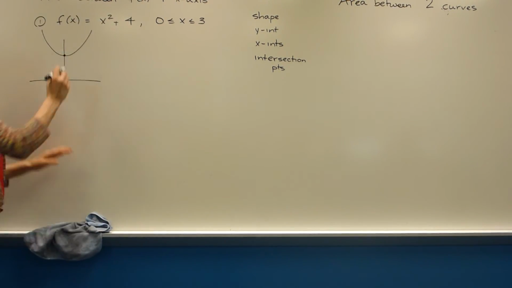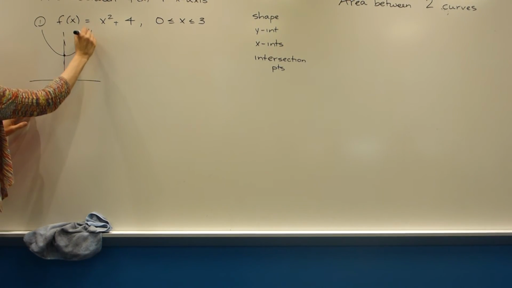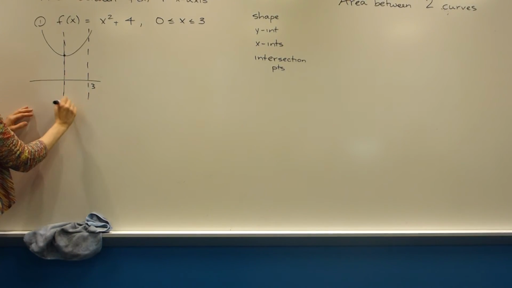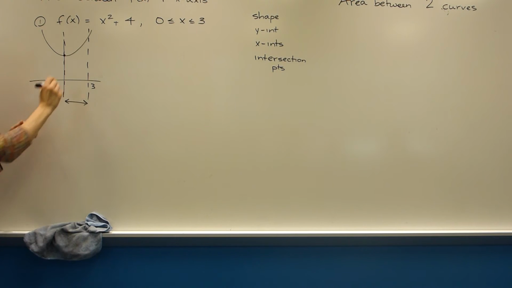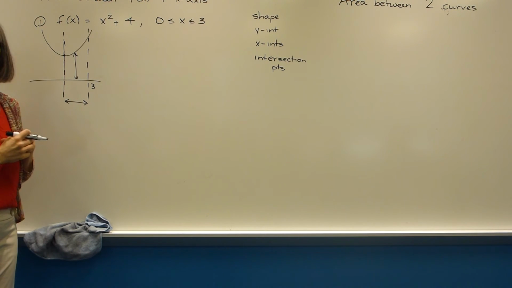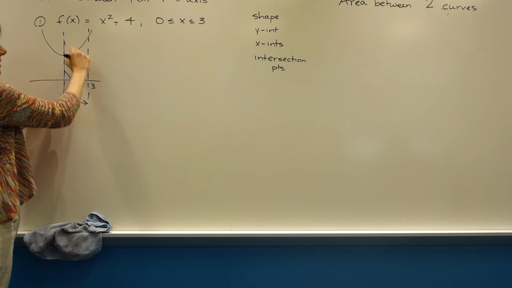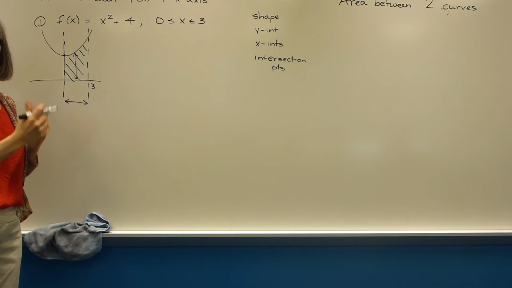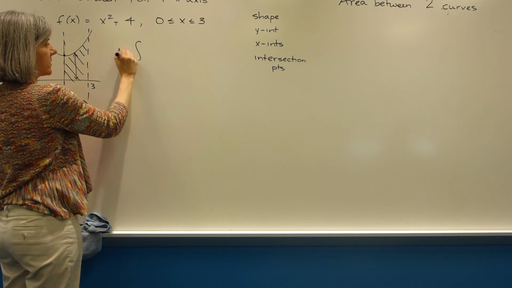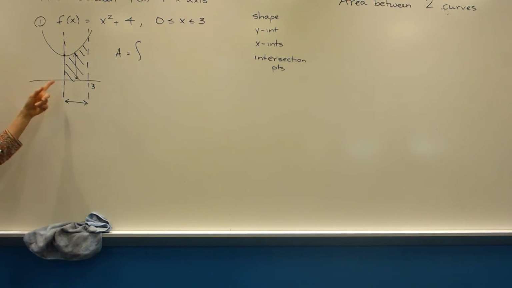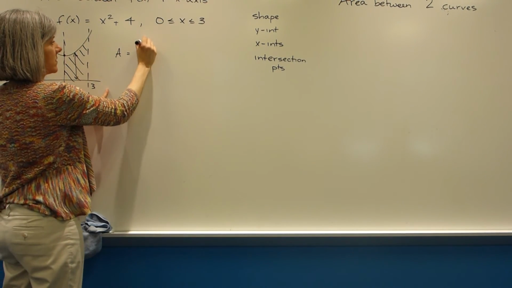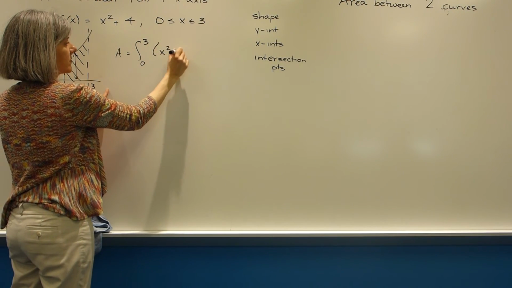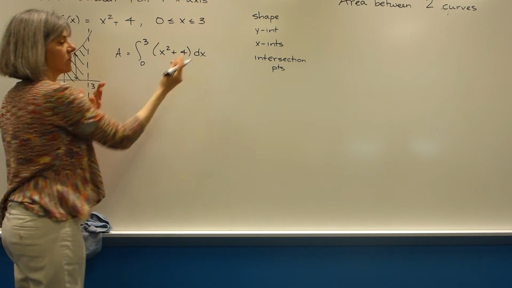So again, in the interval of interest, we want to be between here and here, between the curve and the x-axis. How many pieces of area do I have then? Just one. There's just this big piece here. So I can just do the integral. The area is the integral from 0 to 3 of the function. Done.